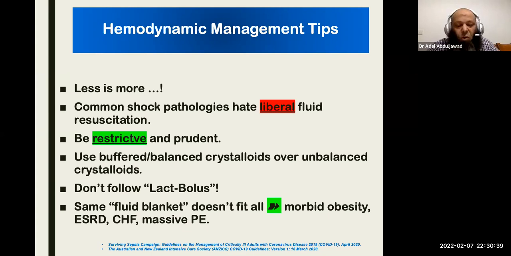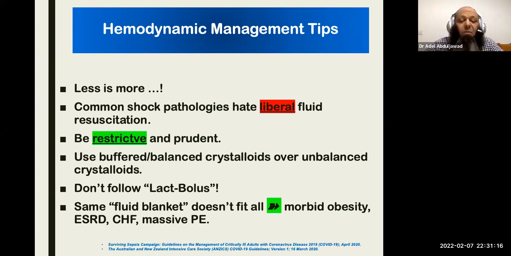Also, when you want to choose the ideal fluid to resuscitate with, you usually use the buffered or balanced crystalloids over the unbalanced crystalloid solutions. And also don't follow what's called the lactate bolus. What does that mean? If you have high lactate, it means I give fluids. Keep in mind that not every high lactate means that the patient should be bolused with fluids. You have to know objectively, not subjectively, that the patient needs fluids before giving the bolus.